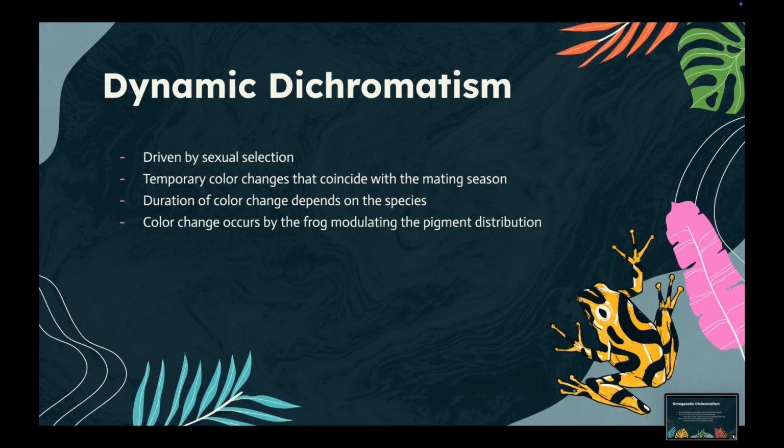Dynamic is a little bit more complicated. This is only driven by sexual selection. It is a temporary color change that coincides with mating season. The duration of the color change depends on the species, and the color change occurs by the frogs modulating their pigment distribution.